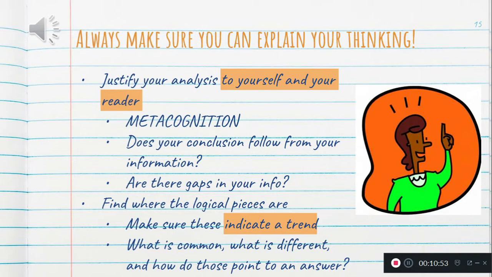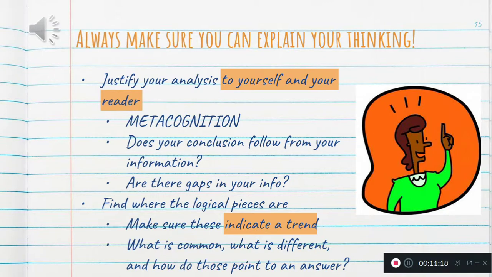Again, it's always back to that metacognition, making sure that the choices you've made, the pieces that you've pulled out, really do go together, and asking yourself what they say, if they do together, and how you can base a conclusion on that information. Does it truly follow from your information? And are there gaps in your information? These are all questions you should be asking yourself while you're doing this metacognition.